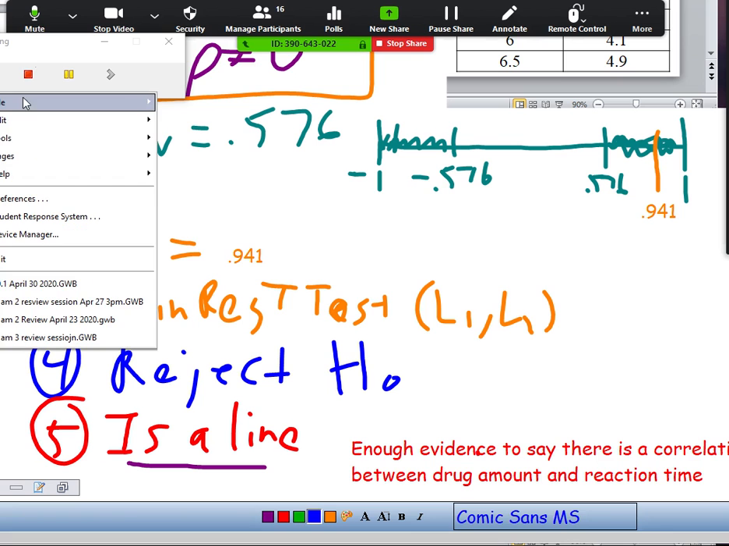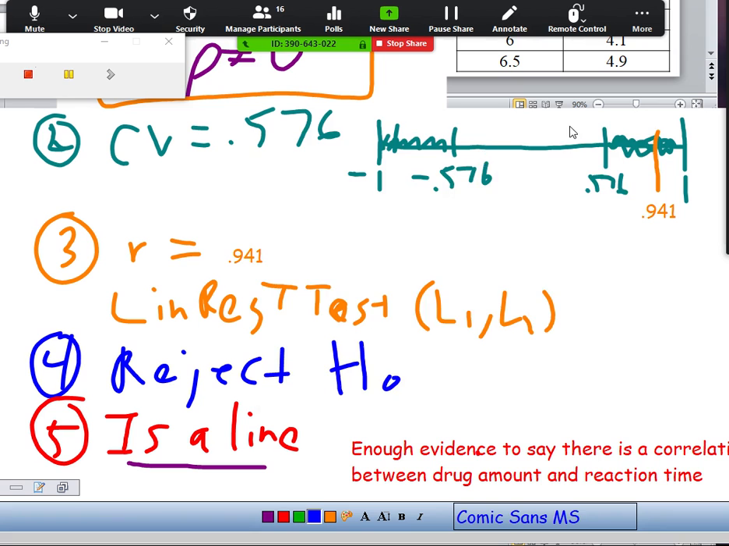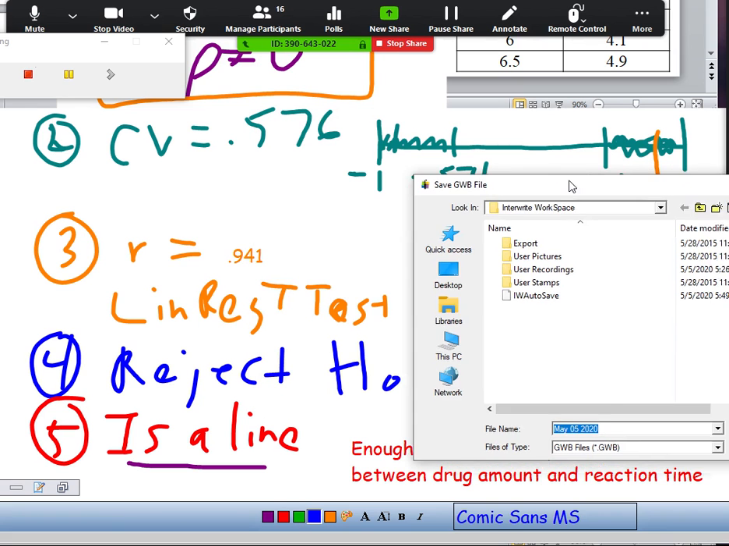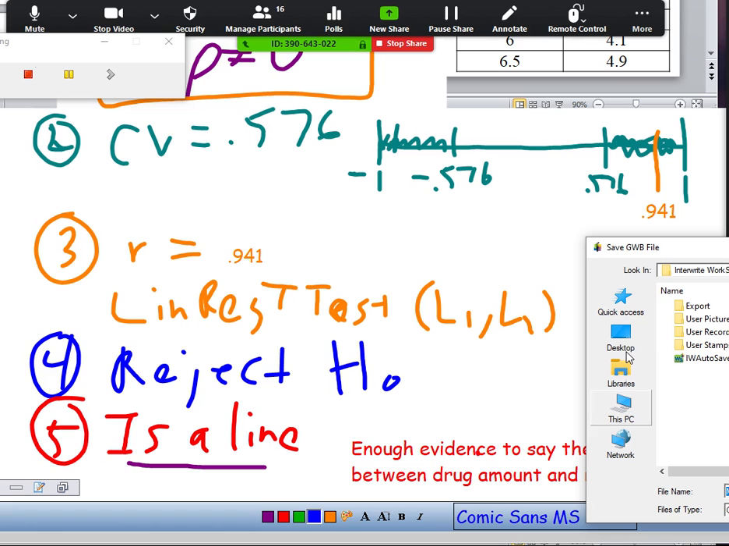I'm going to save this before bad things happen. So I drew my little line, and I put 0.576 here and shaded off to the right, and negative 0.576 here and shaded off to the left. So you can see that there.